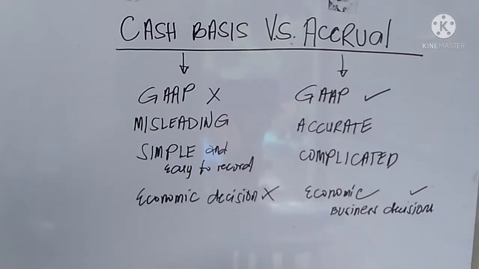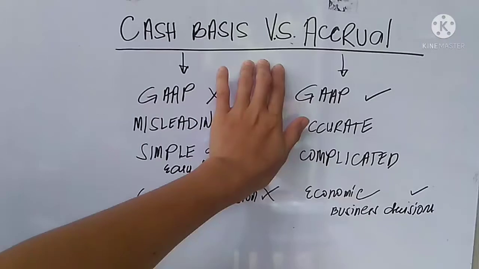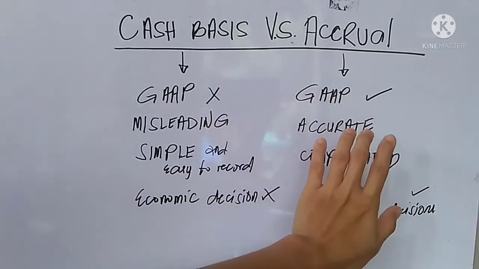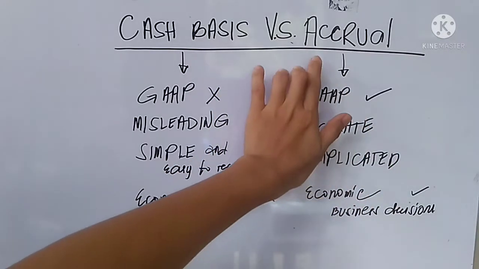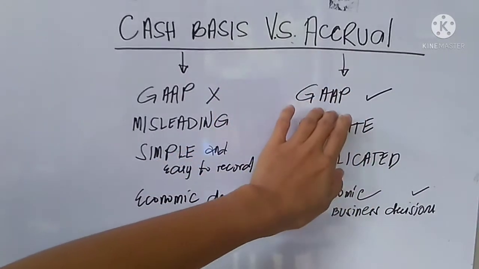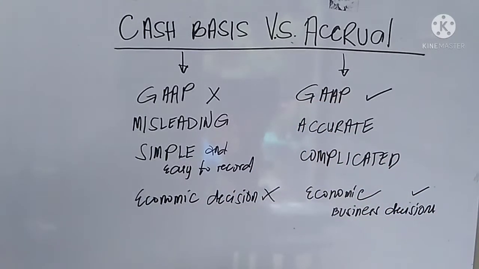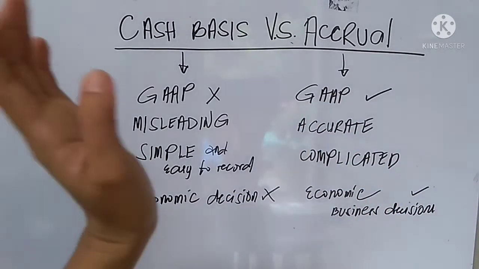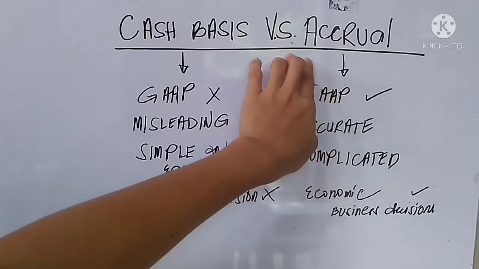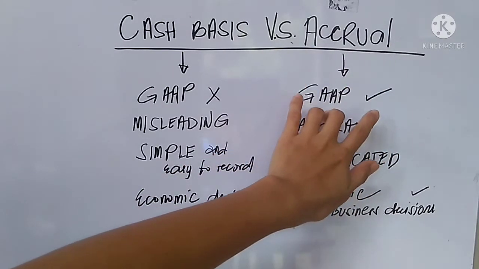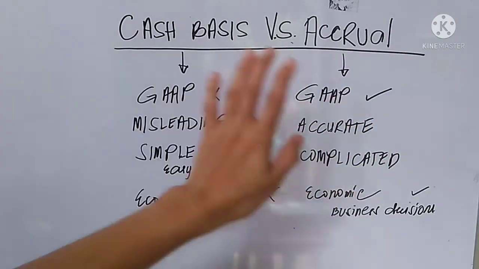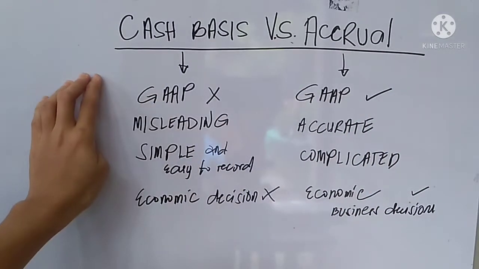So we will talk about the advantages and the disadvantages of these two, and bakit only the accrual is accepted in the GAAP or yung ating Generally Accepted Accounting Principles. Bakit yung accrual accounting lamang ang kanyang tinatanggap, at bakit ayaw ni GAAP kay cash basis.